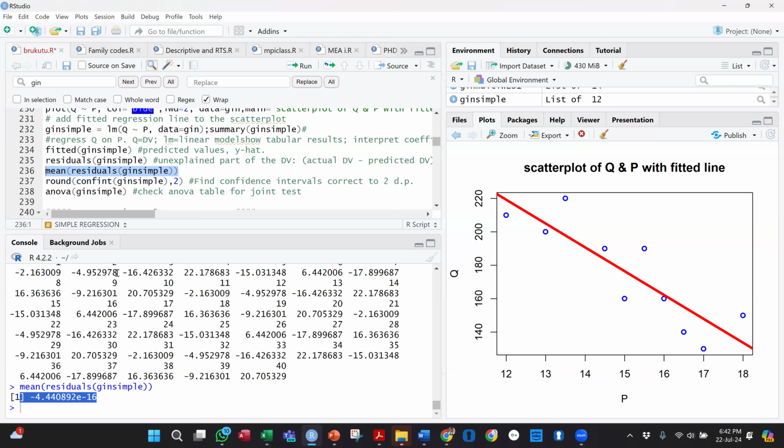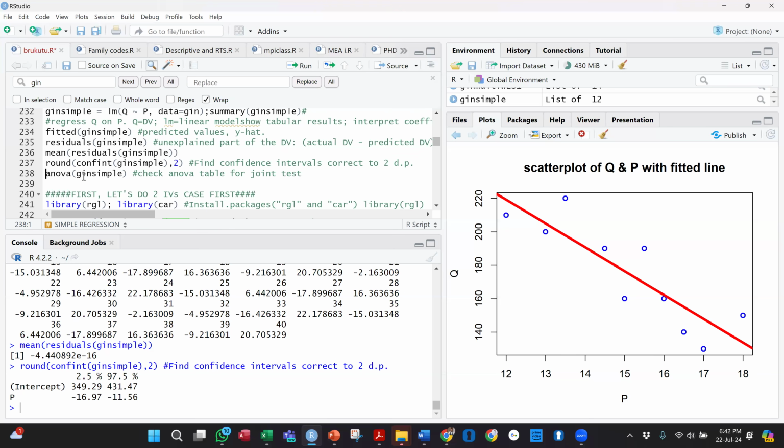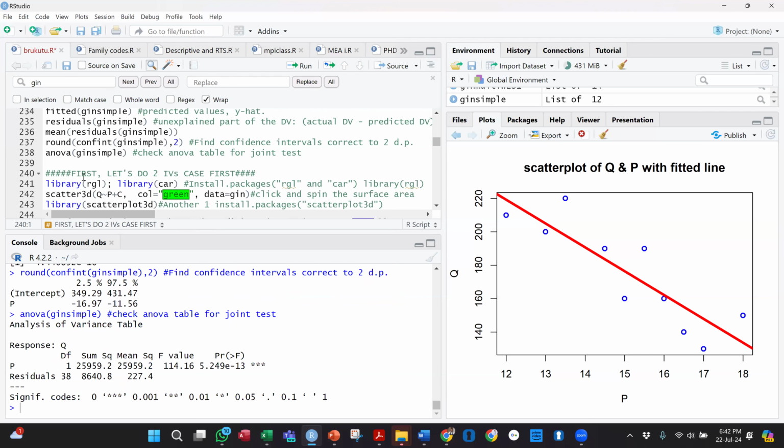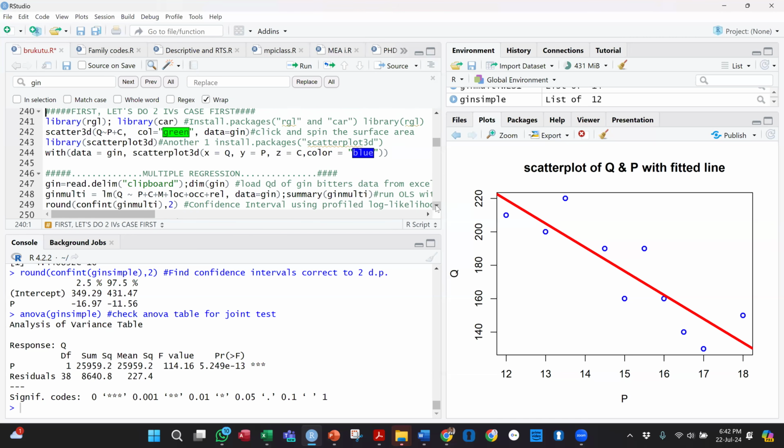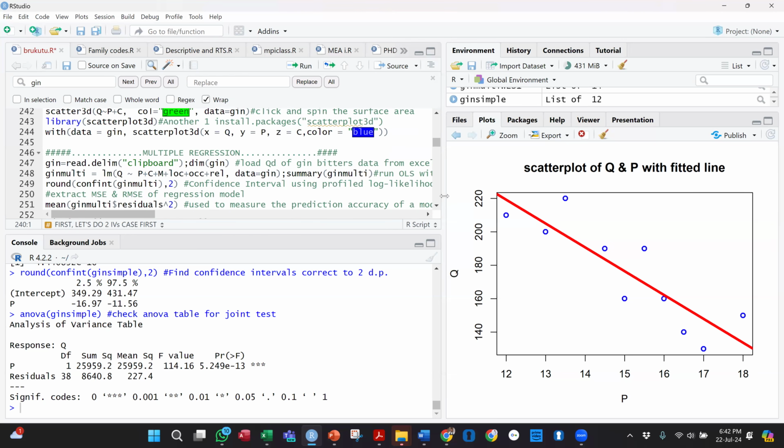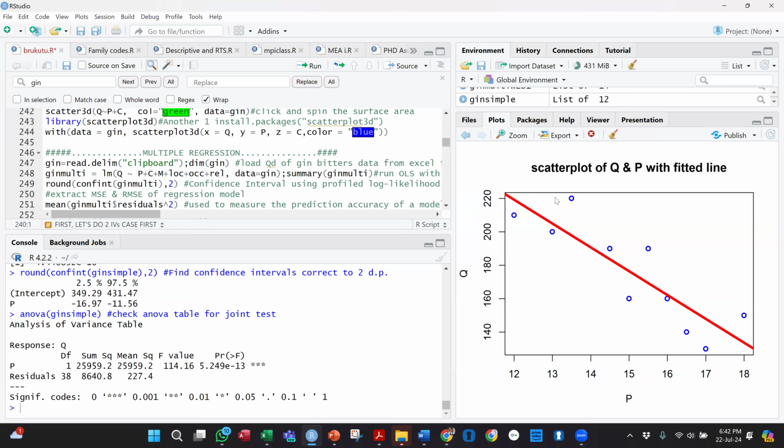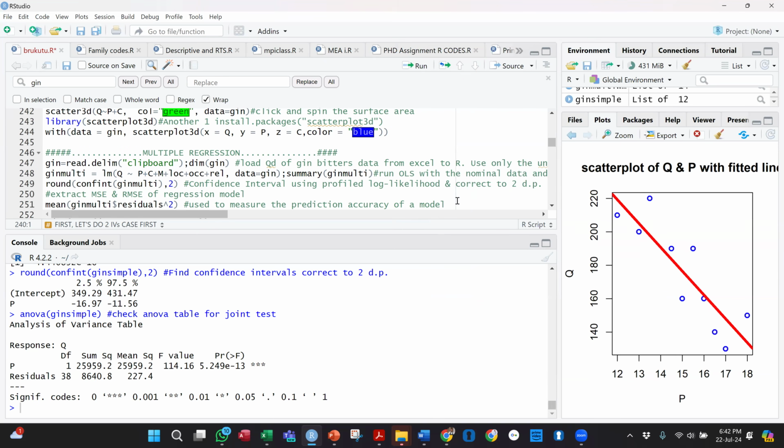You can do other things like the confidence interval and the ANOVA. You can run all of them here. This will show the confidence interval for the price. Then you can generate an ANOVA table as well. We're not interested in those. What we are interested in is a multiple regression. That's what we are interested in. I'm going to generate the multiple regression, and then we can ask a series of questions from it.